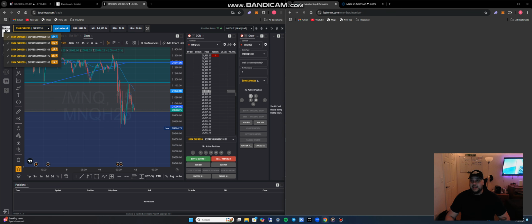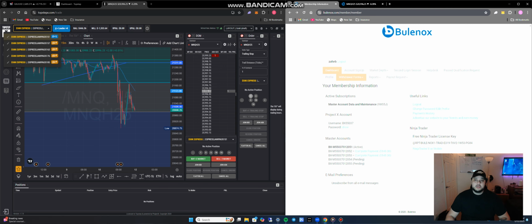So I ended up passing 5 accounts on Bulenox. So I have an additional 200K in assets I'm ready to activate soon. I just activated 1 to make sure that everything was the same, and it's the exact same. So I have 4 more accounts. I can only activate 3 at once. So I plan on activating 2 more very soon.